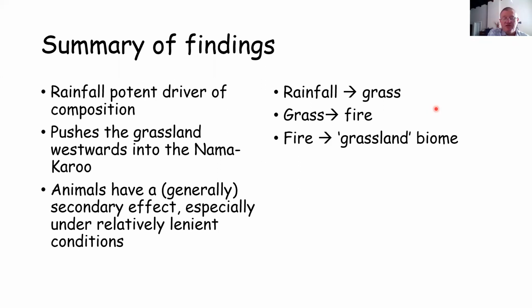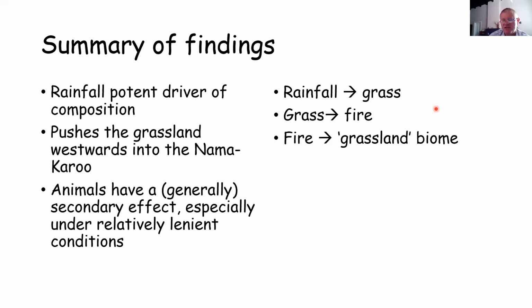Animals certainly do have an effect on grazing, on composition, but there are a couple of important things. Firstly, the effect of grazing is generally secondary to the effect of rainfall. Not always, and there are cases where grazing can have very pronounced and persistent effects. But in general, rainfall appears to override the effect of grazing, especially in, shall we say, normal or leniently grazed systems. So, for example, most of the farms and so on in this part of the world.